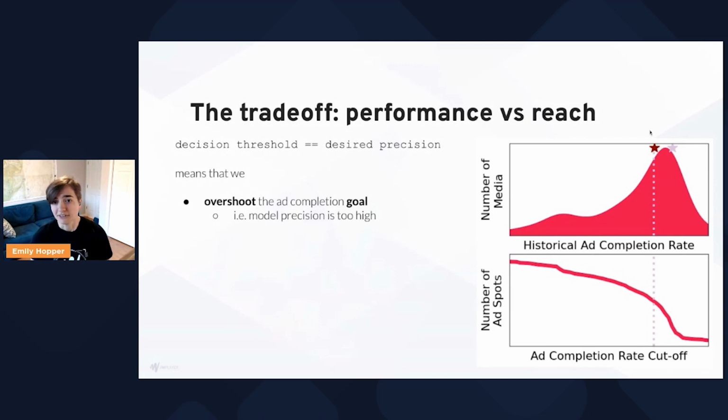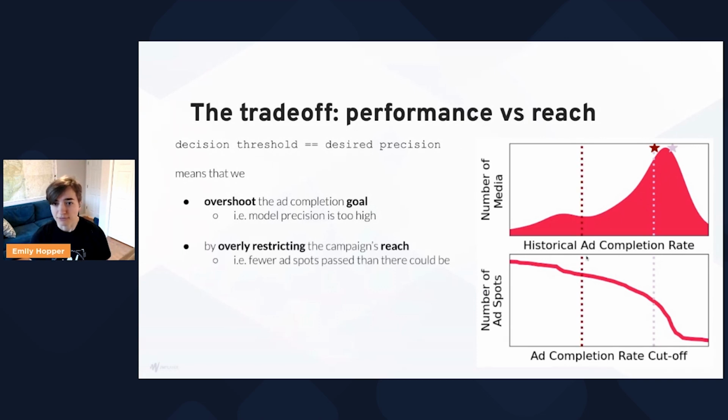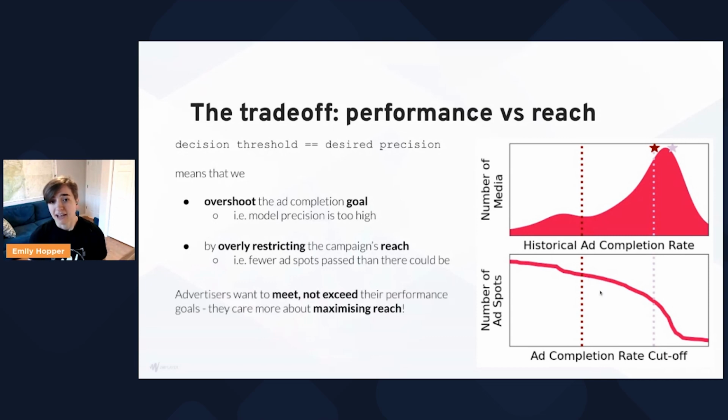And what we want to do is to exactly match that campaign goal, and to do that, we can set a much lower threshold, and we can really increase the number of ad spots that are available to us. It turns out advertisers really only care about meeting, not exceeding, their performance goals. And they care much more about the number of ads they can put in front of people. So they care about this number of ad spots, or the reach of their campaign.